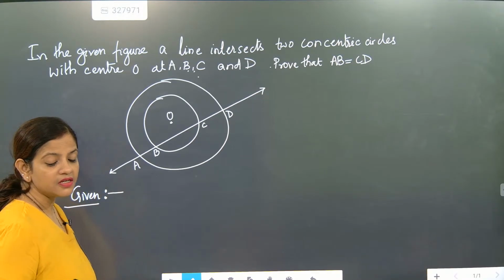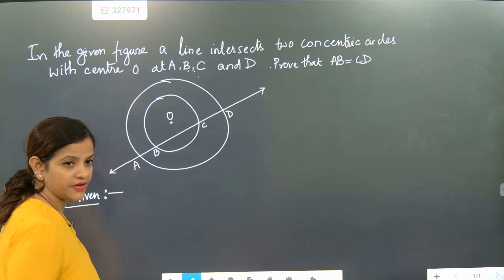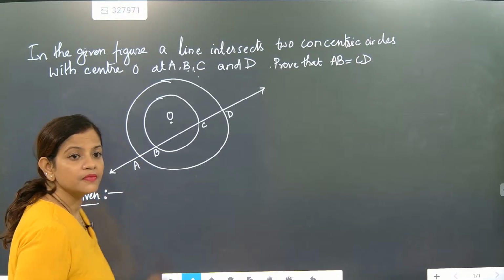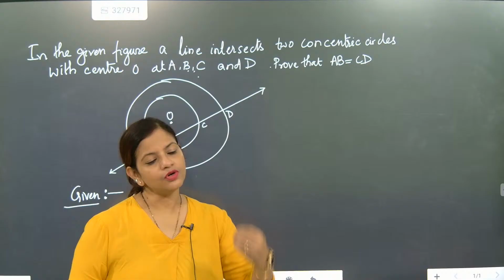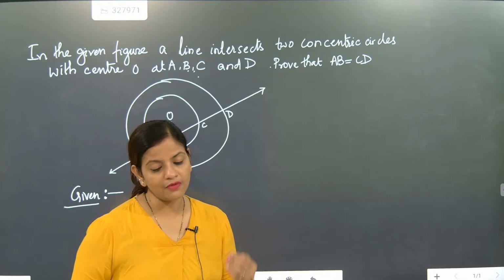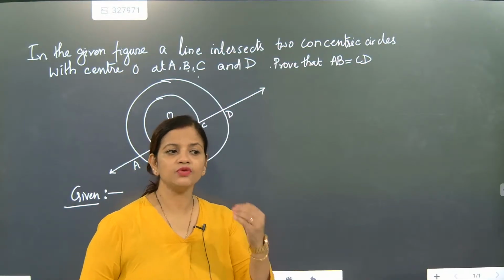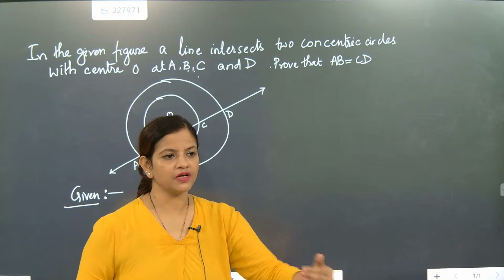A concentric circle with center O is given. What is a concentric circle? I want to check whether you are able to solve or not. So both of you try to solve. Come near me, not that far.